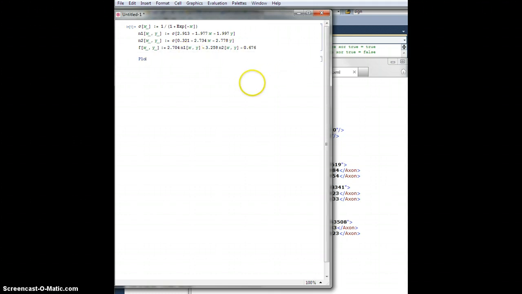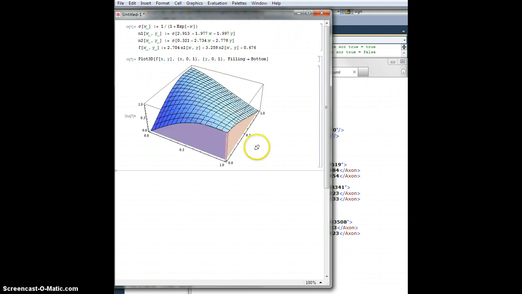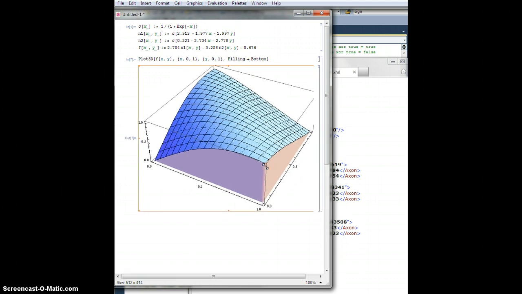Okay, so let's look at a Plot3D of f of x, y. And what ranges do I need? Well, my only inputs were between 0 and 1. In fact, they were identically 0 and 1 for each of the inputs to the network. So let's plot this between 0 and 1 for both of the inputs. And let's say y goes from 0 to 1. And let's do some filling just to make it look good. All right, let's plot that. Ta-da, there it is. Okay, let me make this big.